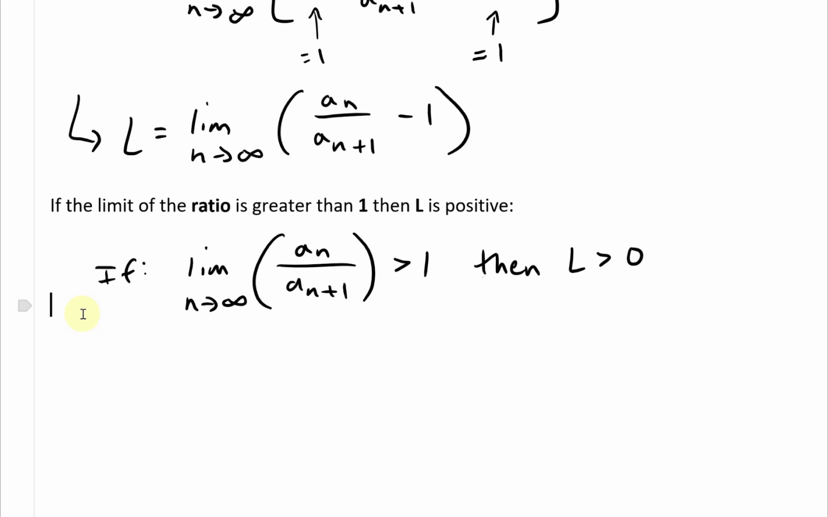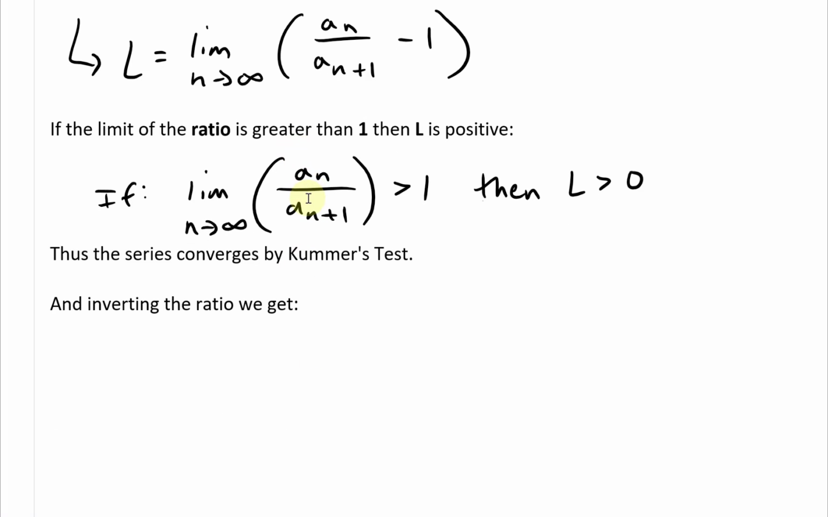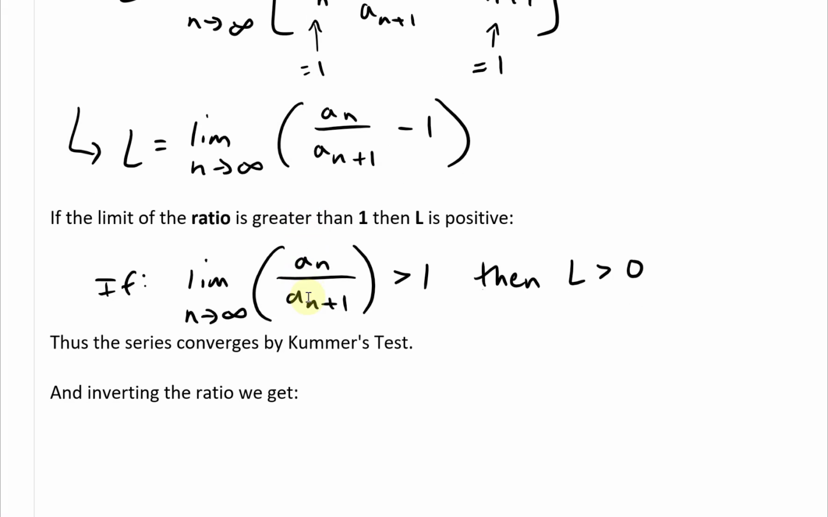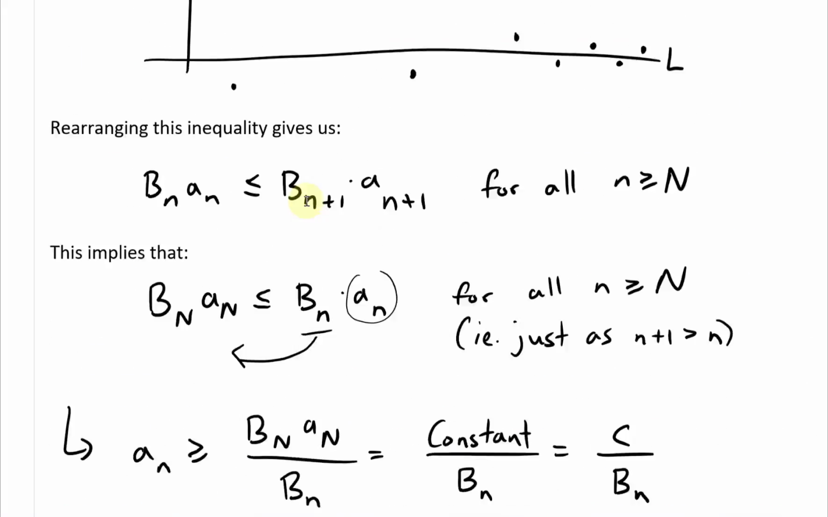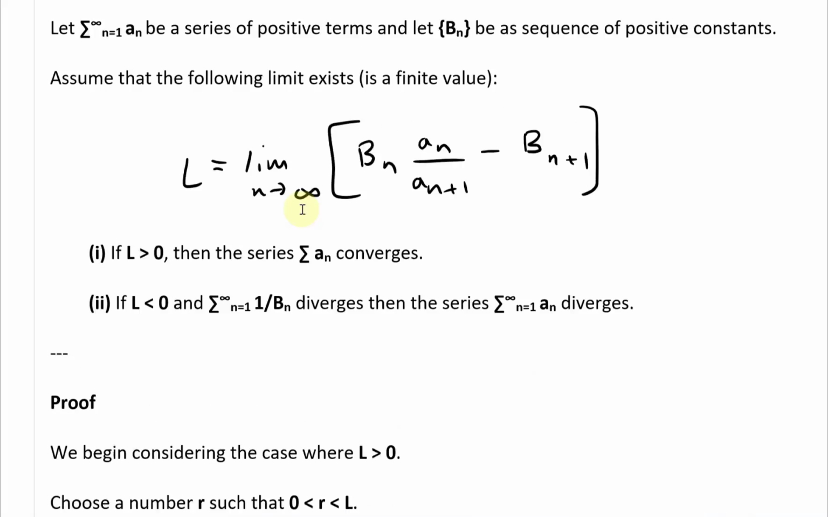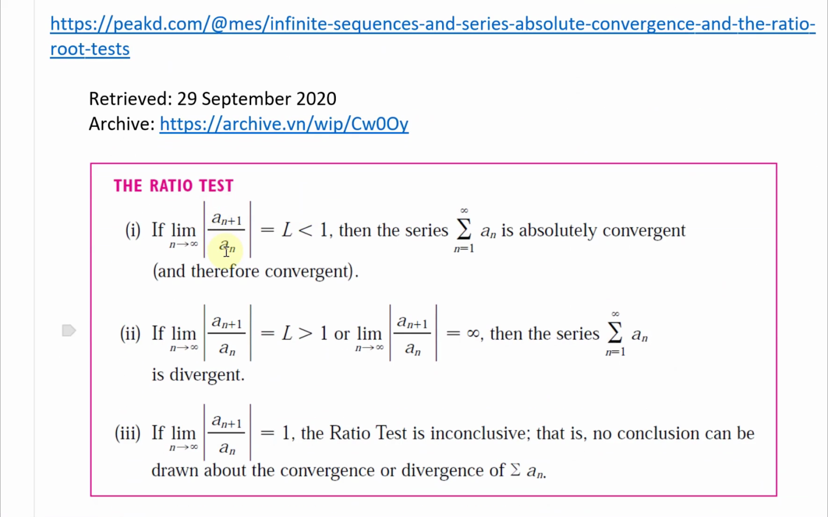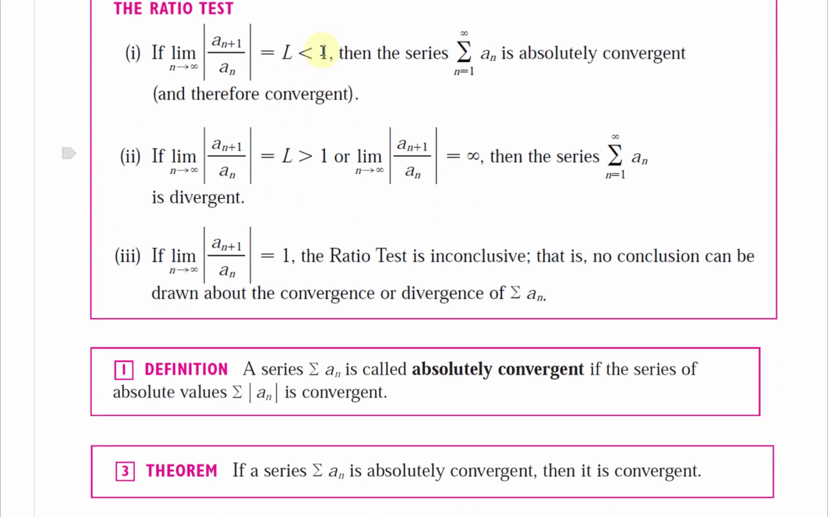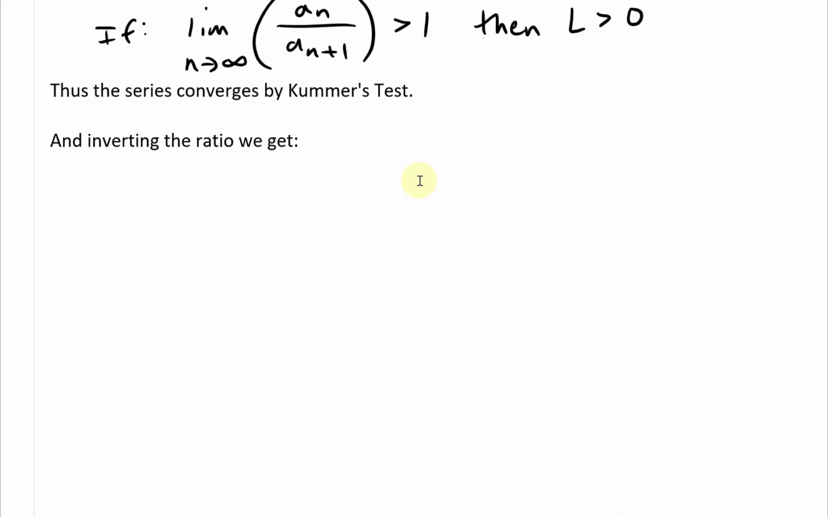Just to note, this is the inverse of the ratio test, because we have this upside down. The ratio test is an plus 1 divided by an. I'll scroll up to the ratio test to show that again. So the ratio test is an plus 1 divided by an: if the limit L is less than 1, it converges; if L is greater than 1, then it diverges, and so on. Let's go back here.